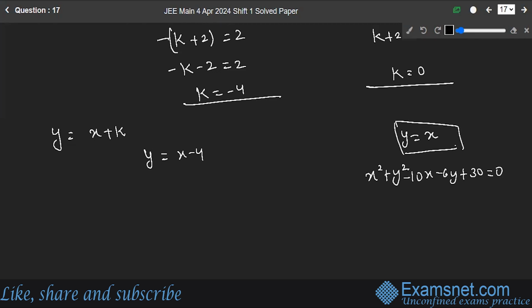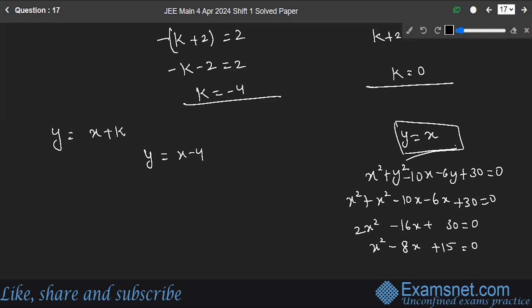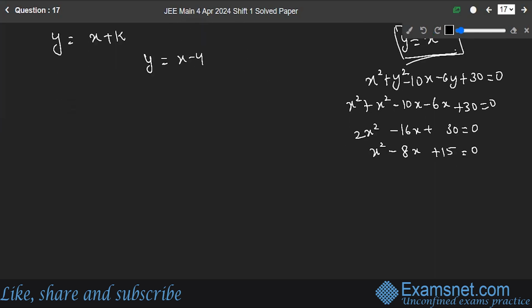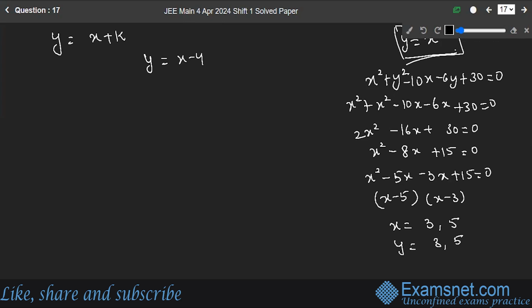So if I put y is equal to x, this was the easier one, you will have x square minus 10x minus 6x plus 30 is equal to 0. 2x square minus 16x plus 30 is equal to 0. x square minus 8x plus 15 is equal to 0. Or this will be 5 and 3: x square minus 5x minus 3x plus 15 is equal to 0. x minus 5 will be one factor, x minus 3 will be the other factor. So that means x can be equal to 3 or 5. Correspondingly, y will also be equal to 3 and 5 in this case.